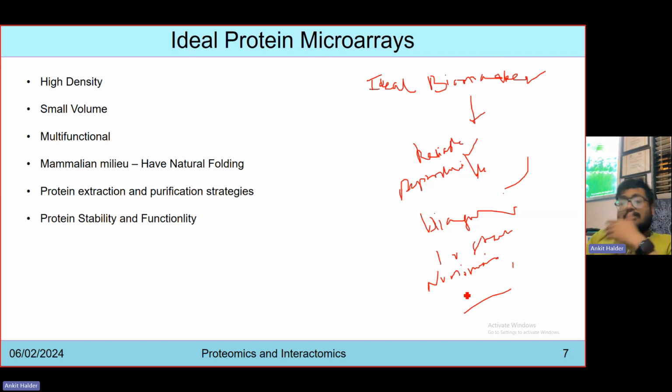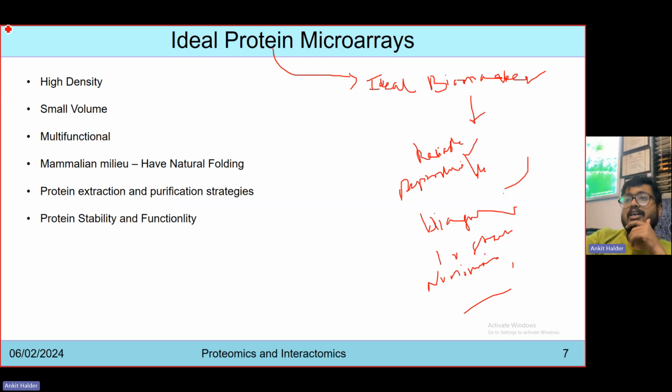So all these are the reasons to have stages of ideal biomarkers. So now we are looking to have ideal protein microarrays to find ideal biomarkers. So what should it have?